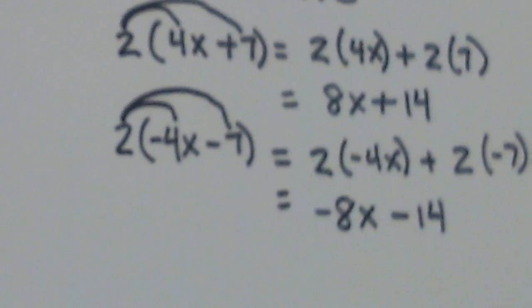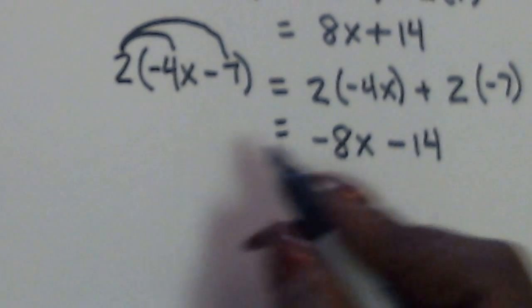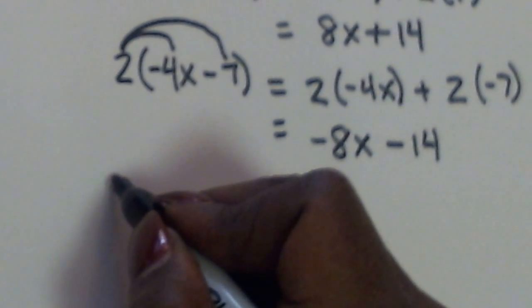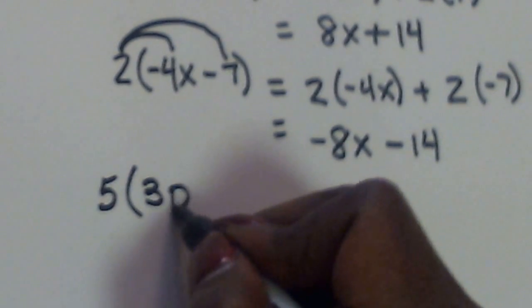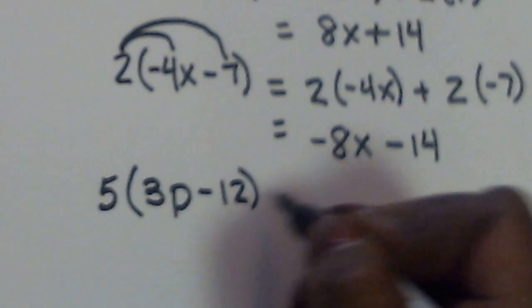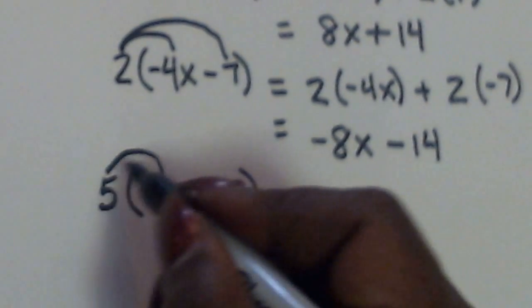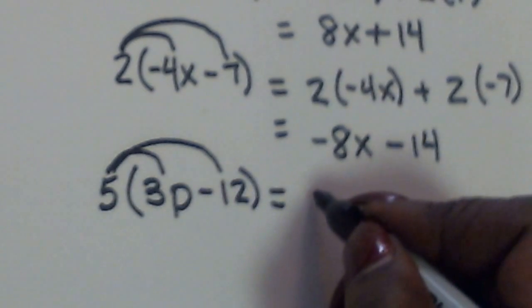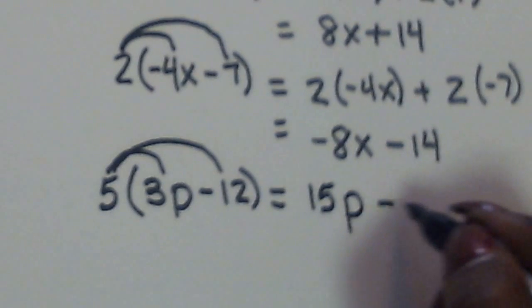Now, like I said earlier, if you are comfortable with your multiplication skills, you don't have to write the expanded version. So if I had the expression 5 times the quantity of 3p minus 12, I could go straight to the multiplication and get 15p minus 60.